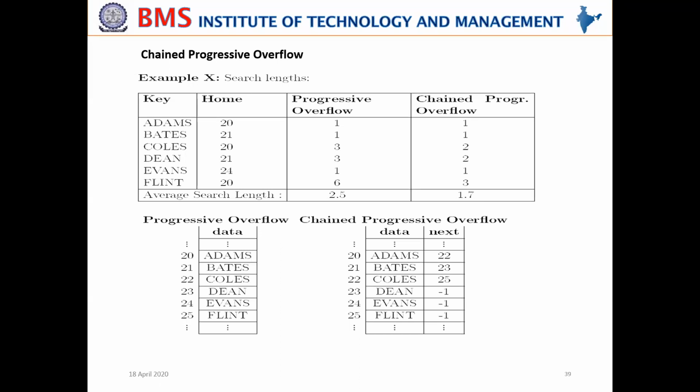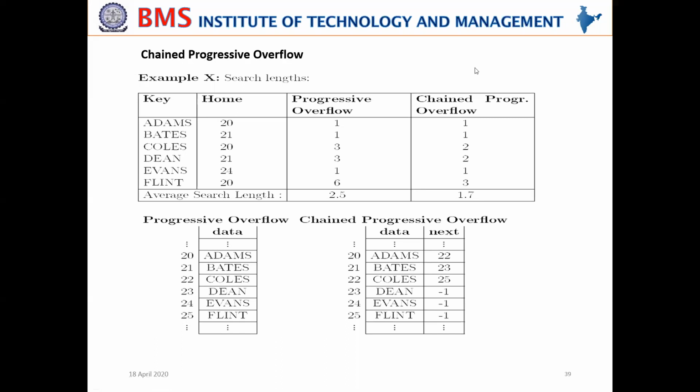So now definitely we need to understand how chained progressive overflow works. So this is your progressive overflow. How data will be stored in a progressive overflow, I need not repeat once again. Many times I've explained how you are going to store in a progressive overflow. Our main intention is to understand how your chained progressive overflow works.